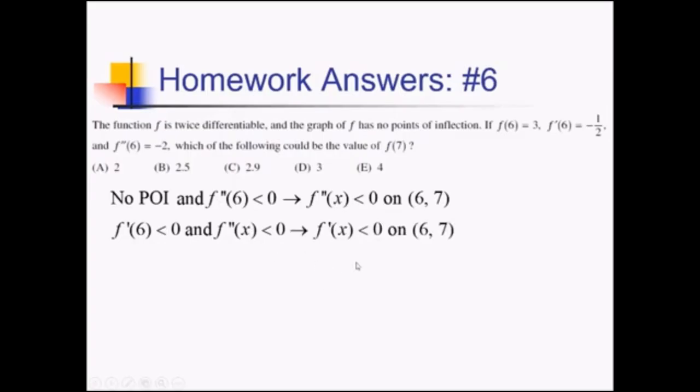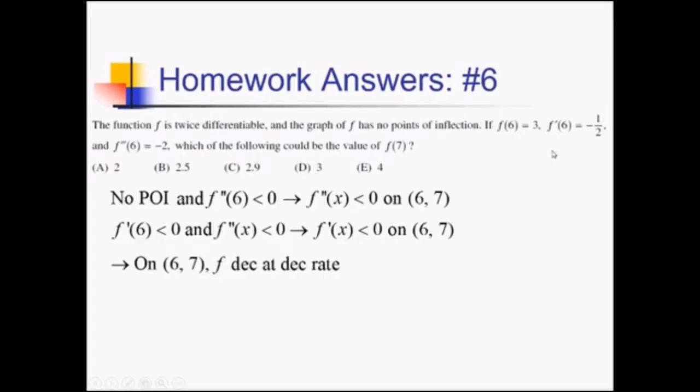So summing up what we've got here, f prime is negative, that means we're decreasing. F double prime is negative, that means that we're decreasing at a decreasing rate, so we're going down faster as we go. So based off of that, what could we have as a value?